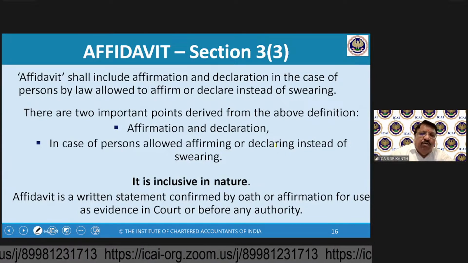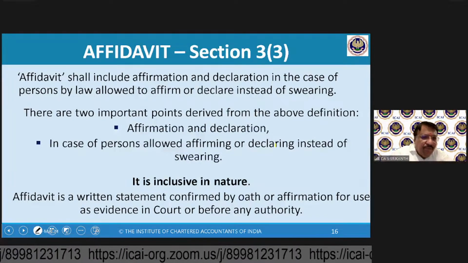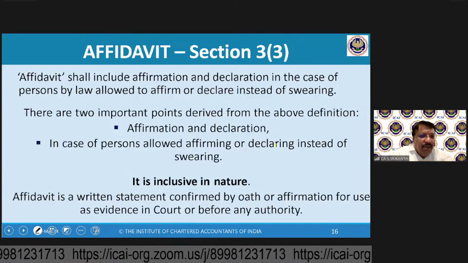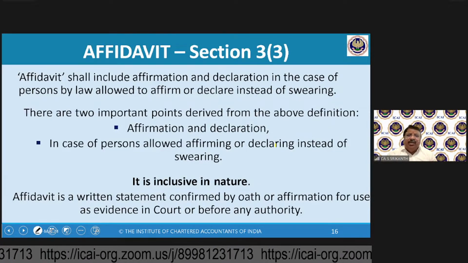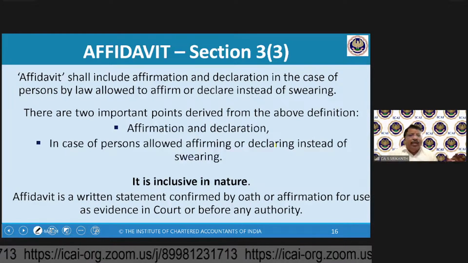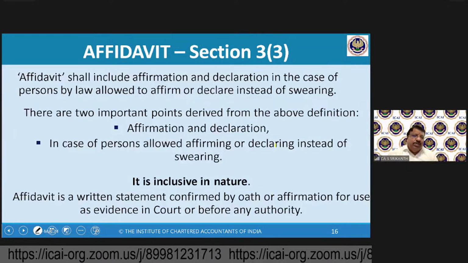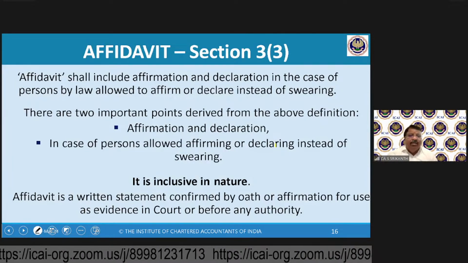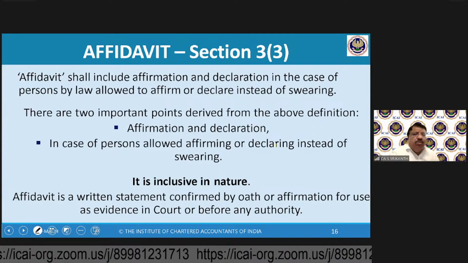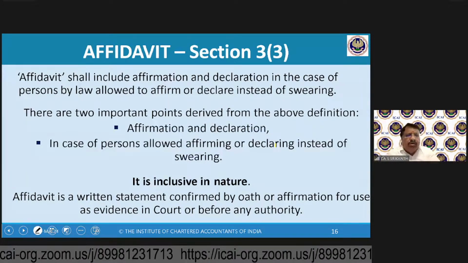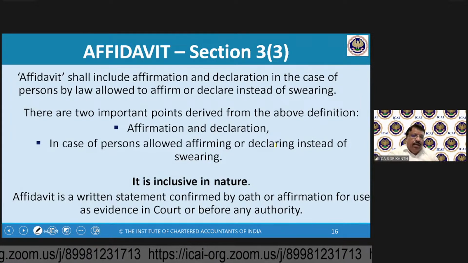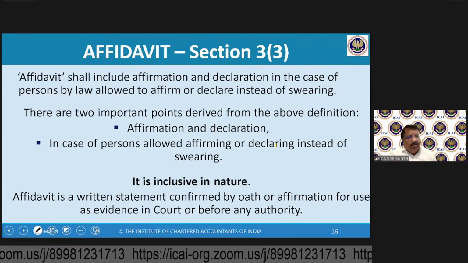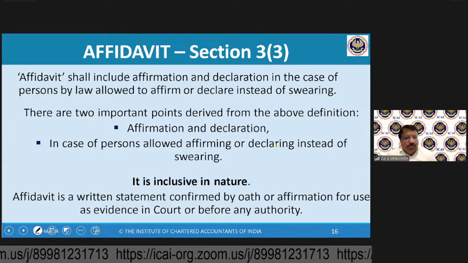Anyway, so there are two important points derived from the above definition: an affirmation and a declaration. In case of persons allowed affirming or declaring instead of swearing. See, swearing is because some religions, you are not allowed to swear. Most Christians cannot take the name of God in vain. Therefore, you are not allowed to swear. In that instance, you can simply affirm and declare rather than swear. Okay. So you need not take an oath.